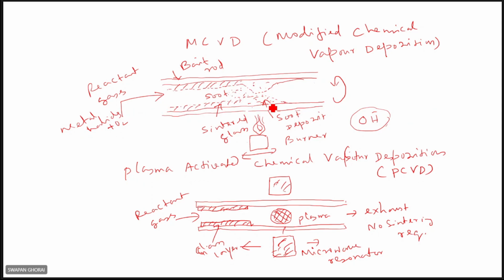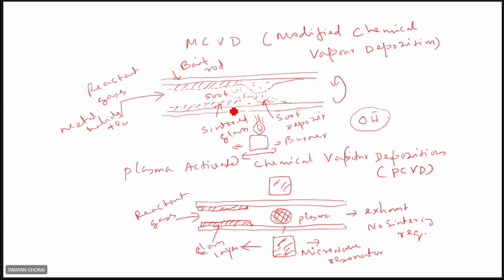is rotated to get cylindrical symmetry. Also, this burner is moving back and forth, right? So that you can have a sintered glass. So initially, the soot formation is here. Next, since the burner is used for heating, you see a deposition occurs. That is called the sintered glass.